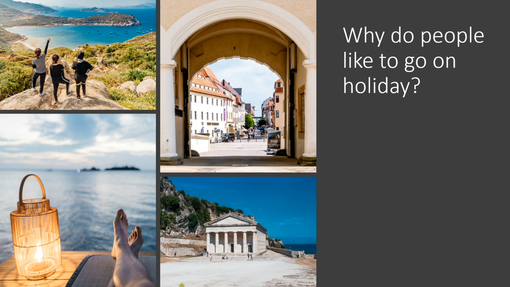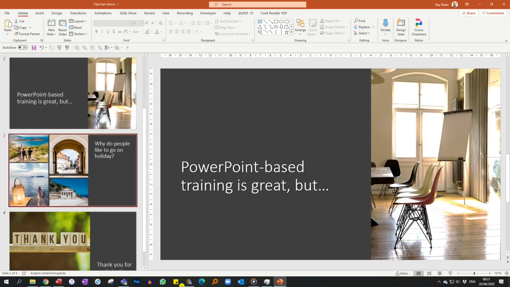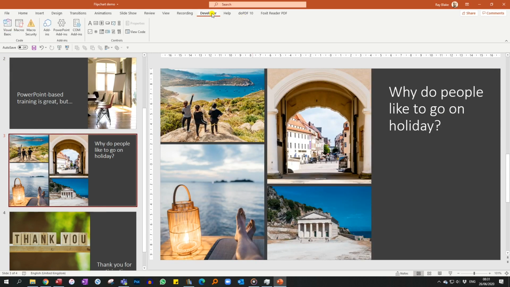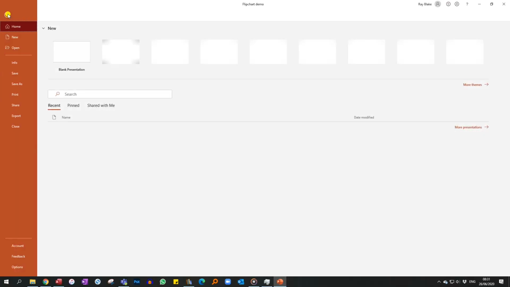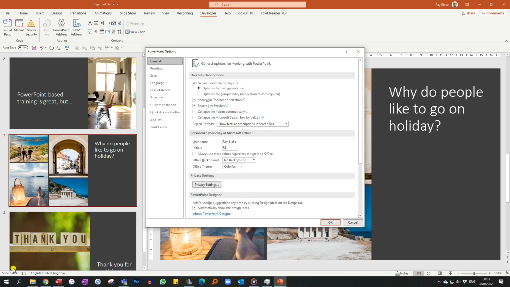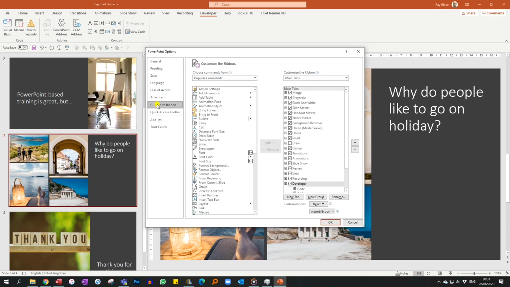First, I'll get out of slideshow mode so I can edit the slide. Now, you want to make sure that you have this developer ribbon available. If you haven't, then go to File, click on Options at the bottom, and then Customize Ribbon. And you want to make sure that there is a tick in this developer box here.